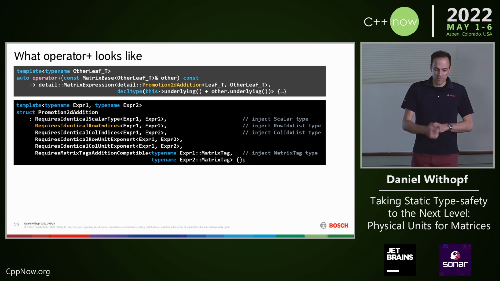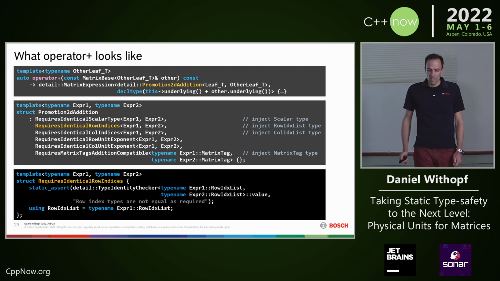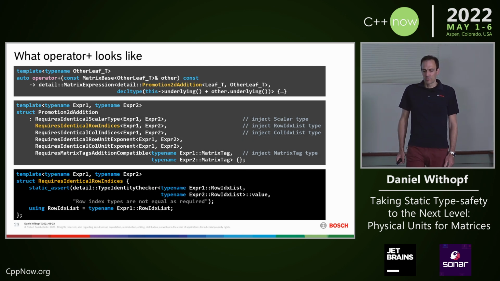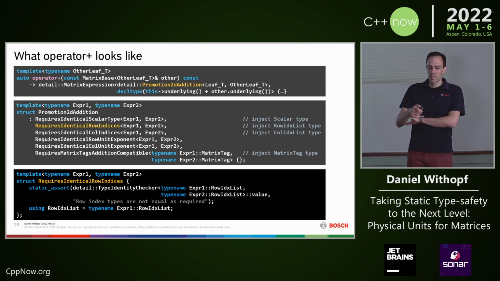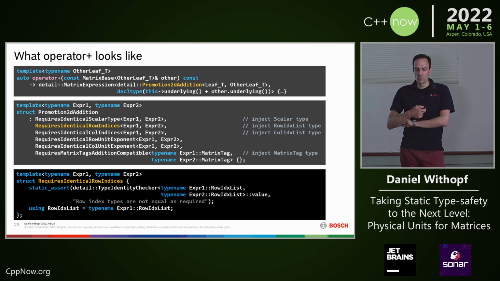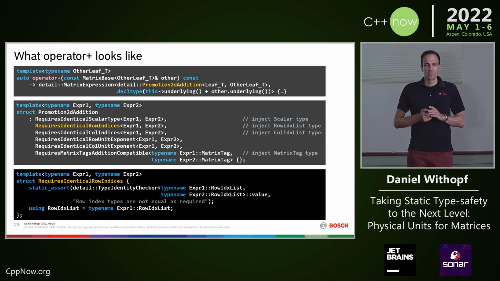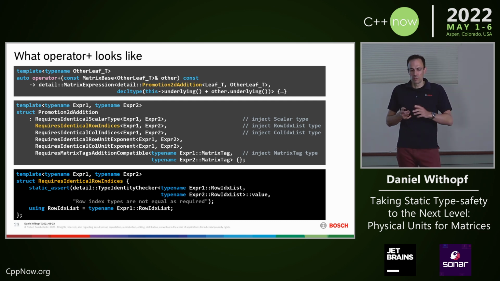And this is what's being checked by this requires matrix tags addition compatible. Now, last step, let's look inside that requires identical row indices class. This is an almost empty class that just contains 1 static assertion. And that calls a type identity checker that checks whether the 2 row index lists of the 2 arguments are identical. And as I said, we inject the resulting row index list in that class and also in the derived classes then.